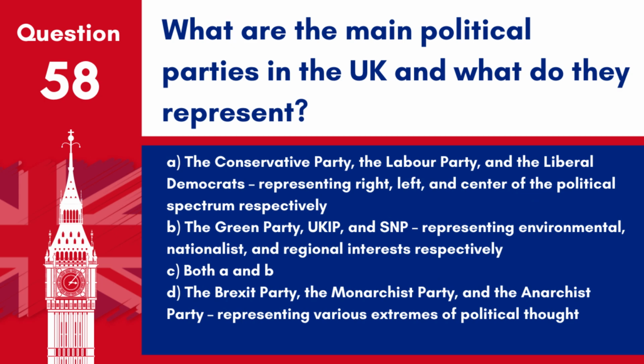Question 58. What are the main political parties in the UK and what do they represent? A. The Conservative Party, the Labour Party and the Liberal Democrats, representing right, left and centre of the political spectrum respectively. B. The Green Party, UKIP and SNP, representing environmental, nationalist and regional interests respectively. C. Both A and B. D. The Brexit Party, the Monarchist Party and the Anarchist Party, representing various extremes of political thought.